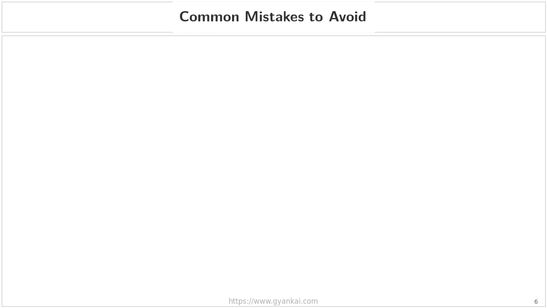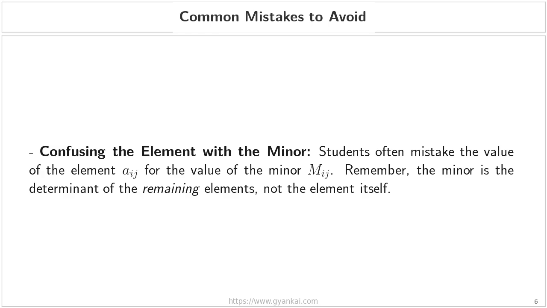Now, before we wrap up our lesson, I want to pause and discuss some common pitfalls. Even if you understand the concept of minors, it is very easy to make small, careless errors that can lead to the wrong answer. Let's look at some mistakes to avoid. First, a very frequent error is confusing the element itself with its minor. You might find the element, let's call it a sub ij, and accidentally write that down as your answer.